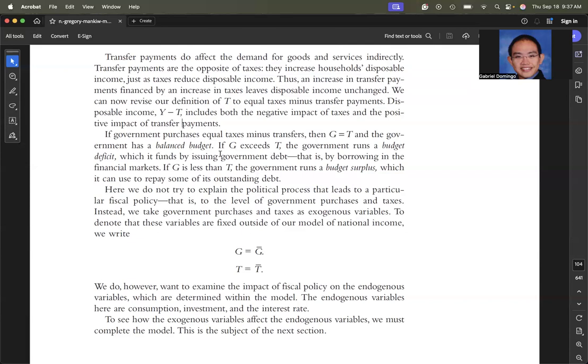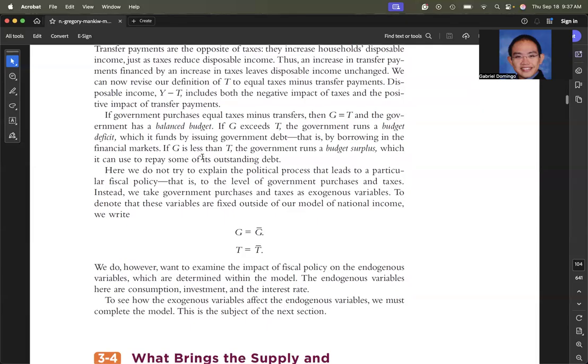balanced budget. If G exceeds T, the government will run what's called a budget deficit, which it will have to fund by issuing government debt. If G is less than T, the government runs a budget surplus.